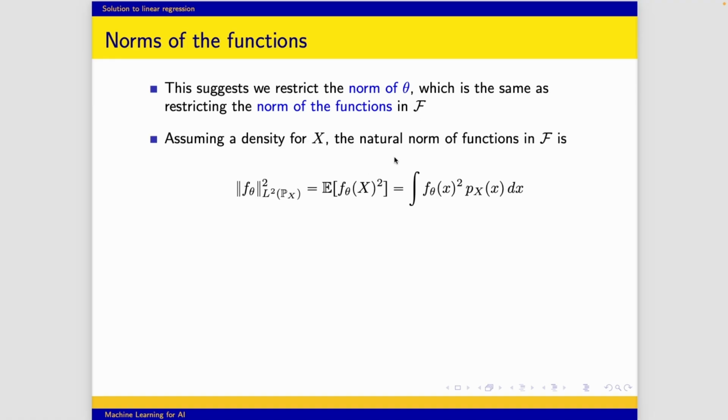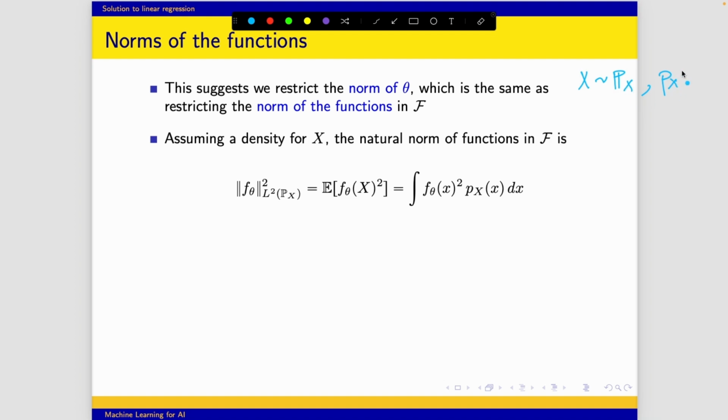So what I'm going to do is assume that we have a distribution for x. So we have some distribution. X is distributed according to some distribution P of x. I don't want to work with this, so I'm going to assume we have a density of this distribution, little p_X of x. So we can write everything, including expectations, in terms of this rather than integrals that involve integrating over this probability measure, right? So we need a norm.